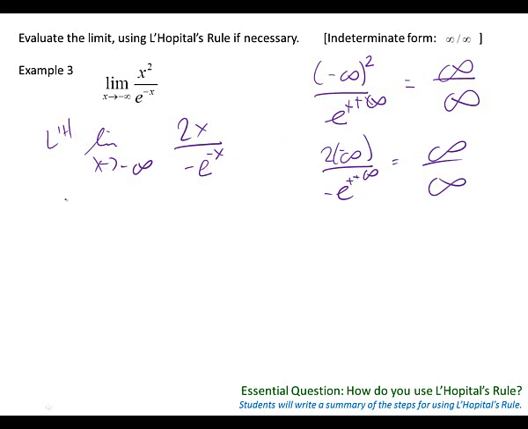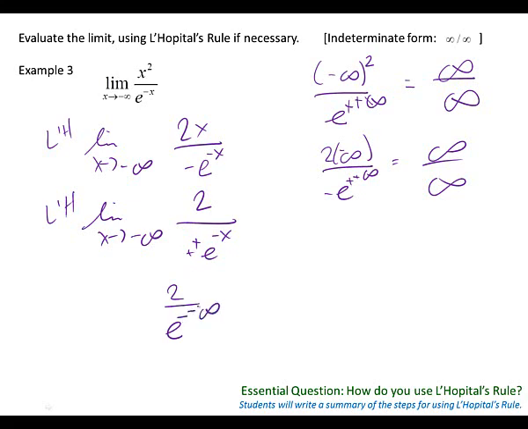Okay, so that means I'm going to do L'Hopital's rule again. I'm going to keep going with L'Hopital until I get something that works. Okay, so what's the derivative of the top? 2. And then negative e to the negative x, and then that negative and this negative, what's going to happen? Yeah, it's going to cancel to positive. All right, let's try putting in the negative infinity now. So I get 2 over e to the negative infinity. What's going to happen with the double negative? Positive. E to the infinity is infinity, right? And 2 divided by infinity is 0.